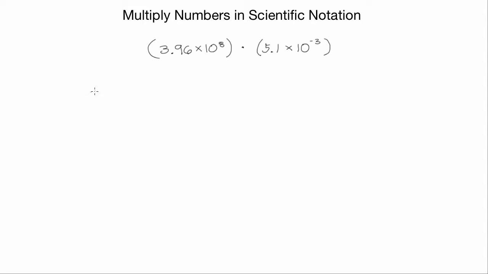So here I've just got two generic numbers. I've got 3.96 times 10 to the 8th power, and I want to multiply that by 5.1 times 10 to the negative third power. So I've got a large number multiplied by a smaller number, and I want to see what the result is. And so I'm going to rewrite this.